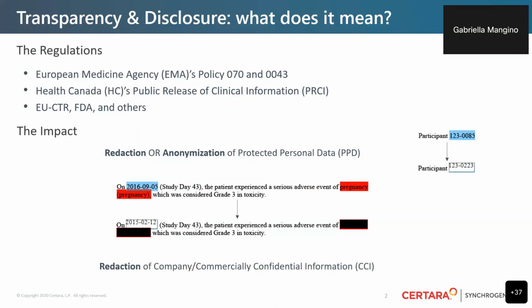With this, we also have the redaction of company or commercially confidential information. You may hear this as CCI or CBI. This is information specific to the company or the sponsor that should not be disclosed, and thus needs to be redacted.